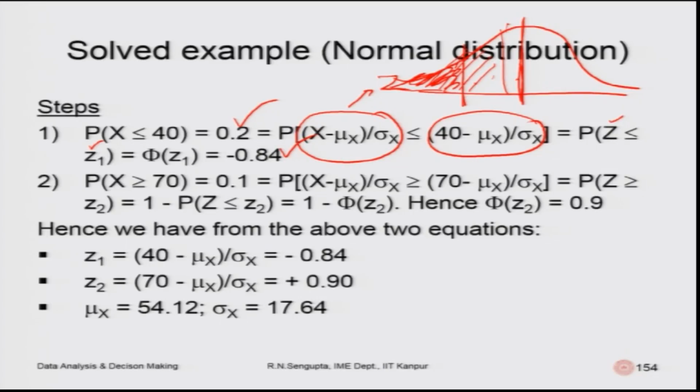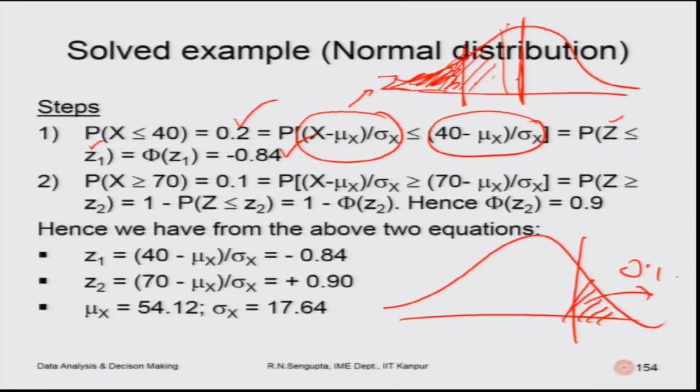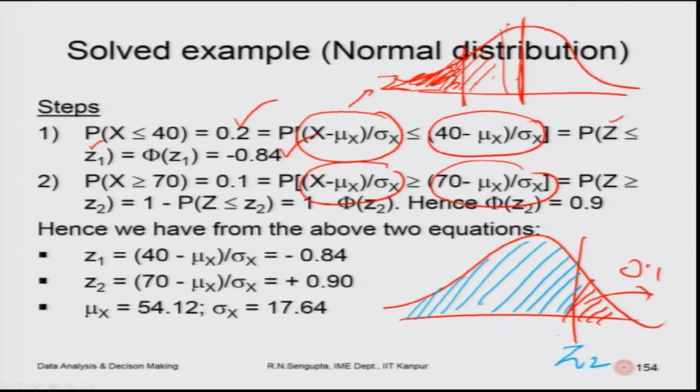For the case when x is greater than 70, so that means on the right hand side the value is given as 0.1. So, in this case greater than 70 on to the right is 0.1. Again we transform, this becomes z, this becomes z2. So, in that case if it is 0.1, which means the overall area, if I add up here, let me use a different color, it will be easy. So, the area on to the left, consider this is z2, would be 1 minus 0.1, which is equal to 0.9. So, if it is 0.9, then again from the table I can find out z2.